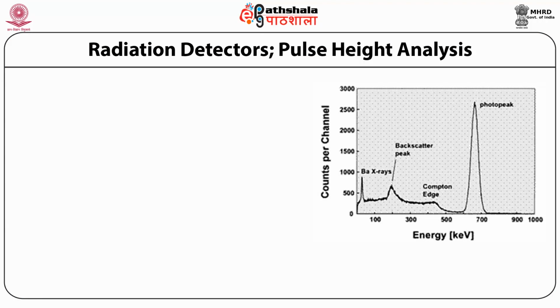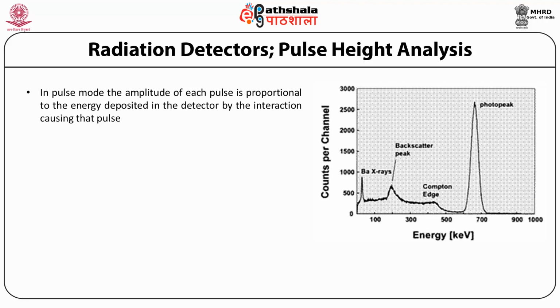Radiation detectors, pulse height analysis. So we have seen that pulse mode is better than the current mode of working. So in this slide we are going to look more deeply into the pulse mode of working of detectors. In pulse mode, the amplitude of each pulse is proportional to the energy deposited in the detector by the interaction causing that pulse. What does that mean? That whatever pulses we record across the detectors, that is the output of the preamplifier, the height of those pulses, which is the amplitude, is proportional to the amount of charge collected in the detector corresponding to the interaction of that radiation.